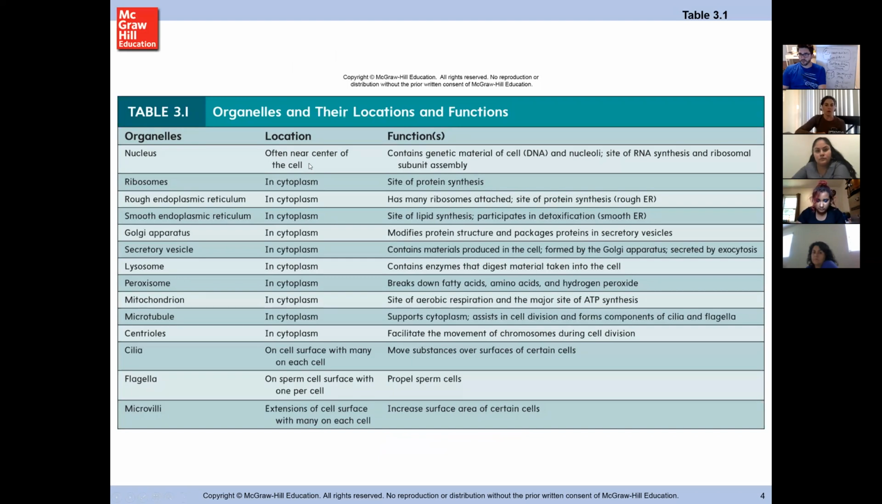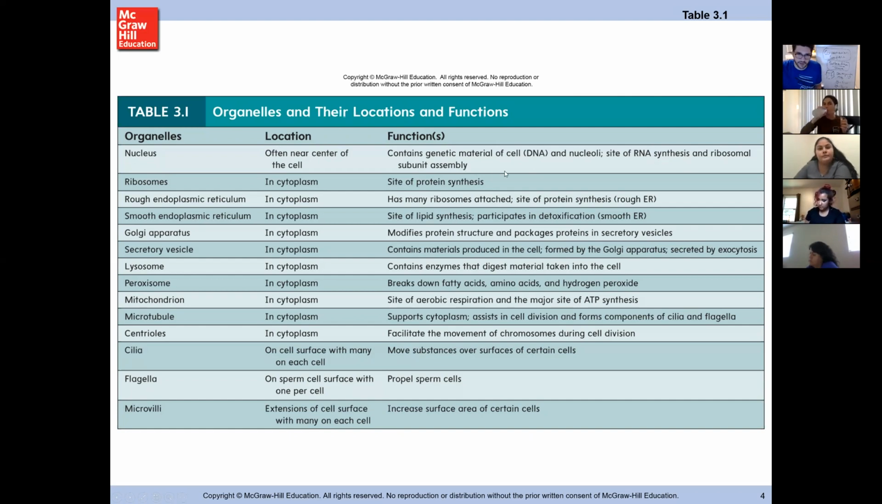It depends on the cell. Most of the time it's in the center, but depending on what kind of cell we're talking about, it can get pushed out to the side. But it's usually near the center of the cell. It contains most, not all, but most of the genetic material in our cells in the form of DNA, or deoxyribonucleic acids, and nucleoli. So these are the sites of RNA synthesis and ribosomal subunit assembly.